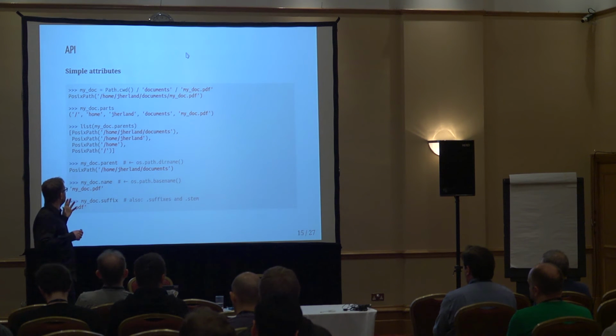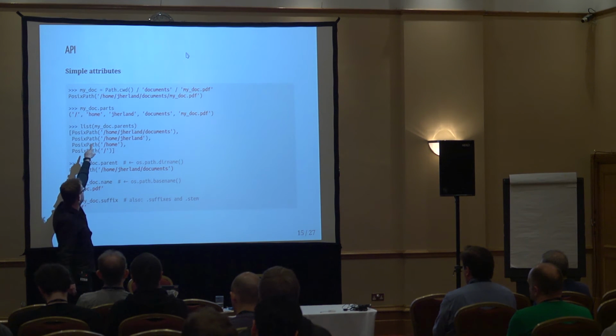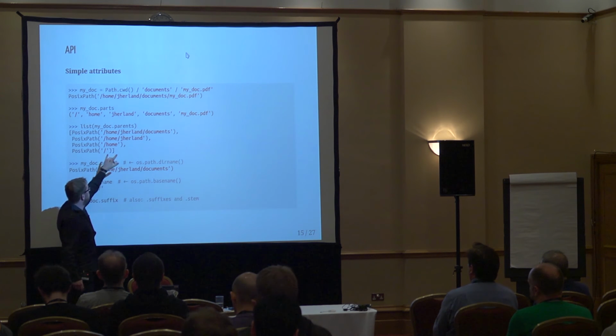Paths have very simple attributes that are very useful. So you can ask a path for its .parts, and then you basically get the various parts of the path. You can ask for its .parents, and then it basically ends up generating the parent directories all the way up to the root. And you can ask for its .parent directly to get its immediate parent. So this replaces os.path.dirname.